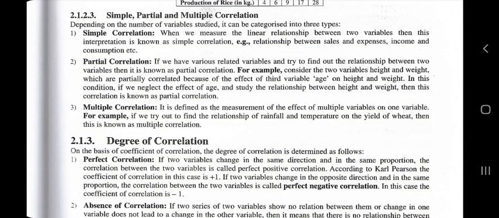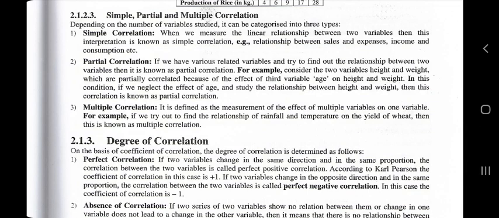Simple correlation means what? In general, when there are two variables and the relationship between the two variables, then we will call it a linear and simple correlation. Okay. We will call it a simple correlation. Generally examples given are the relationship between sales and expenses, income and consumption. What is partial correlation then?